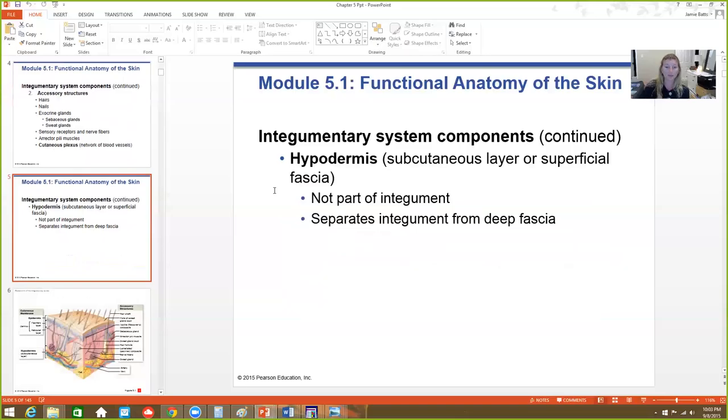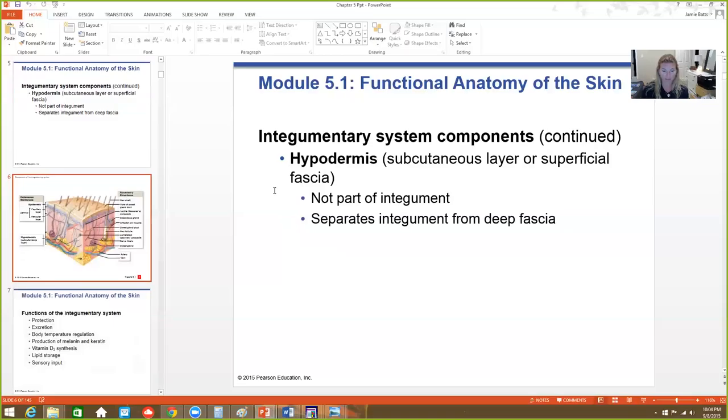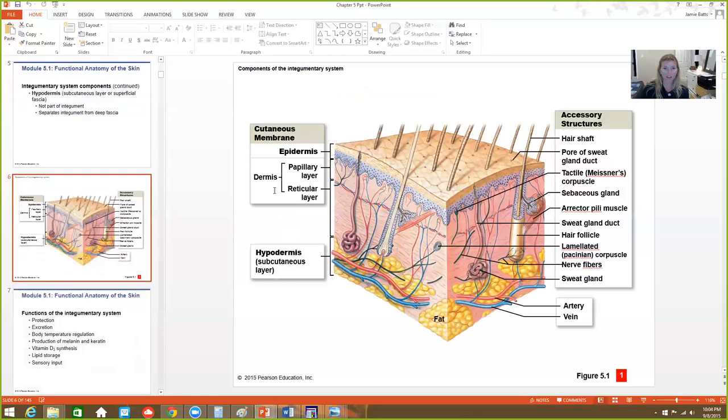So deep to all of that, we then have the hypodermis. So you have the epidermis, the dermis, and then the hypodermis. The hypodermis is also called the subcutaneous layer. It's also known as the superficial fascia. So this is not a part of the integumentary system. It's kind of the connection between the integumentary system and the deeper fascia that are on top of the muscles and blood vessels. So this image here basically shows you a good summary of everything.